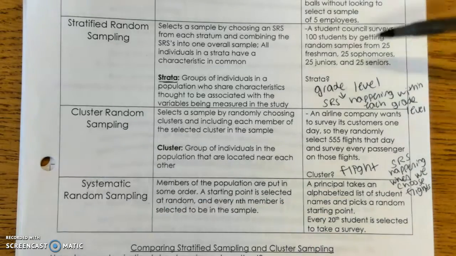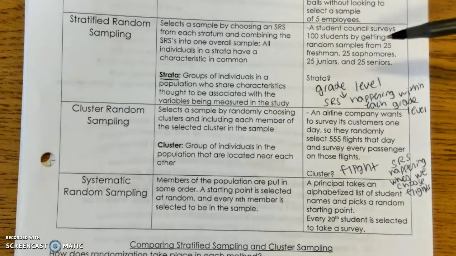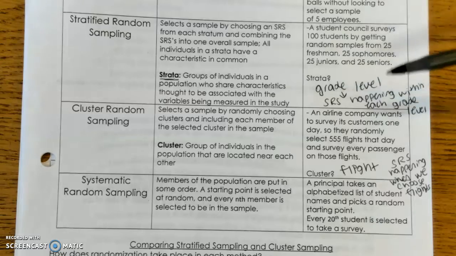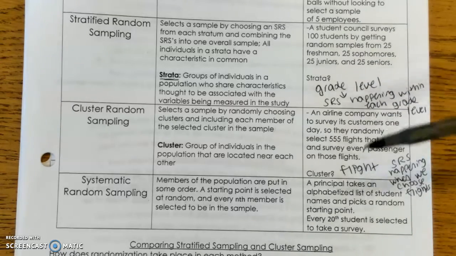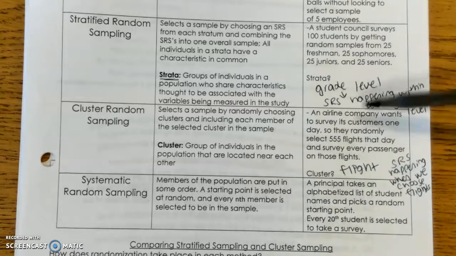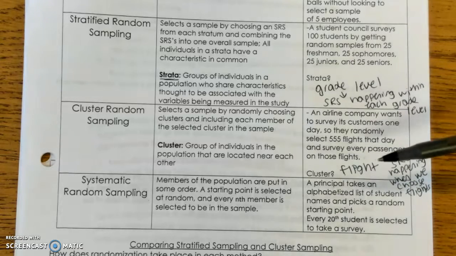So if we were doing cluster sampling up here with the student council survey, we'd randomly select either freshman, sophomore, junior, or senior, and once we randomly selected a cluster, we'd survey everyone in it. Now with this one, we're randomly selecting a flight and then surveying everyone in the flight, which is a cluster sample.